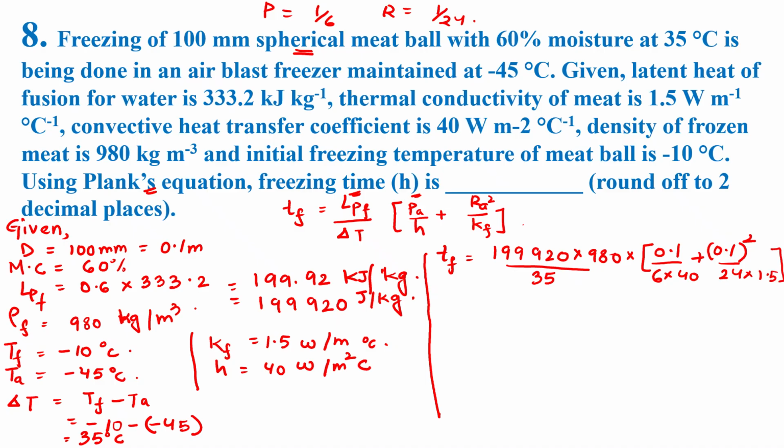So we'll get Tf is 3888.78 by 3600, which is 1.08 hours. So our answer will be 1.08 hours.